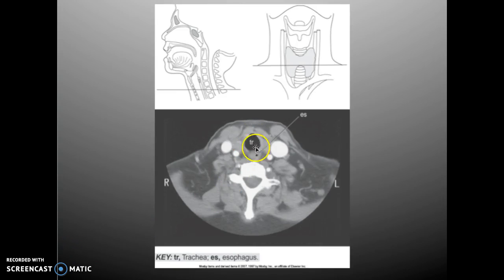Okay, so here's your trachea again, and here's your esophagus. Look how big this internal jugular vein is. It's a little concerning. Okay, we're going to stop there and we're going to pick up from the next slide moving forward into the next section.